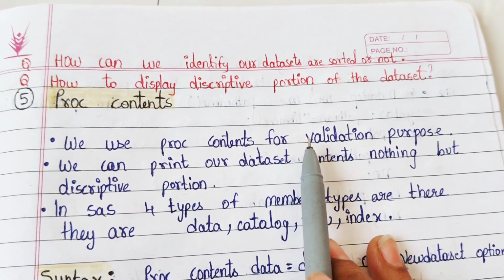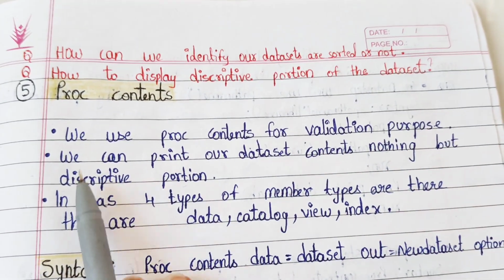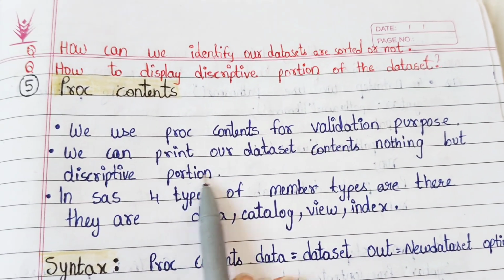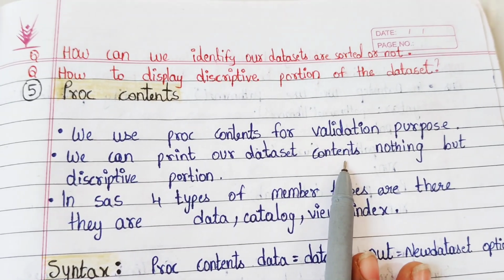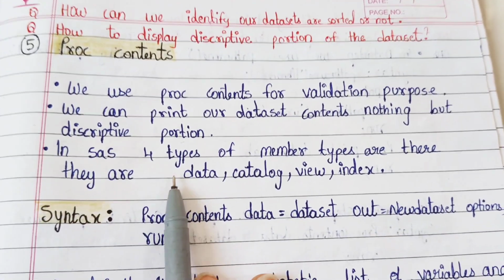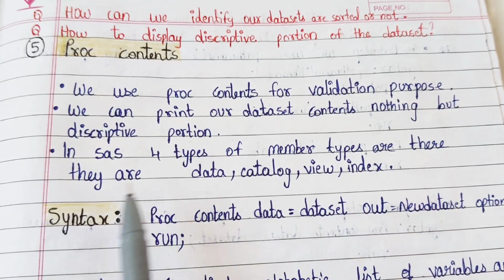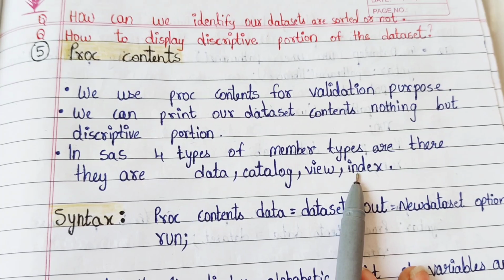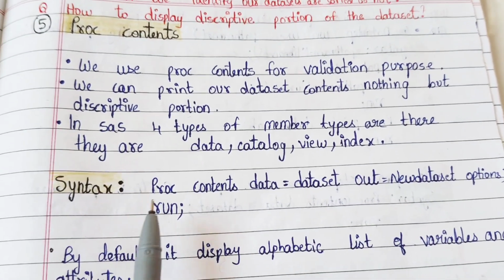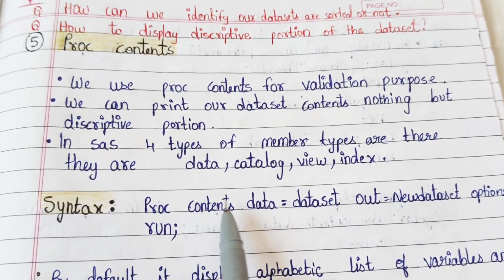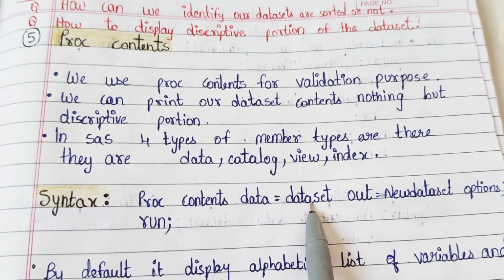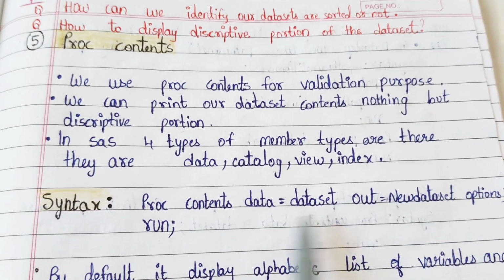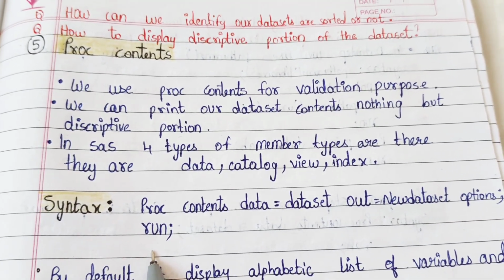We use the proc contents procedure for validation purposes only. We can print our data set contents, nothing but our descriptive portion. Data set contents are nothing but the descriptive portion. In SAS 4 types of member types are there: data, catalog, view, index. Syntax you can see here: proc contents data equals data set, out equals new data set, option semicolon, run semicolon.